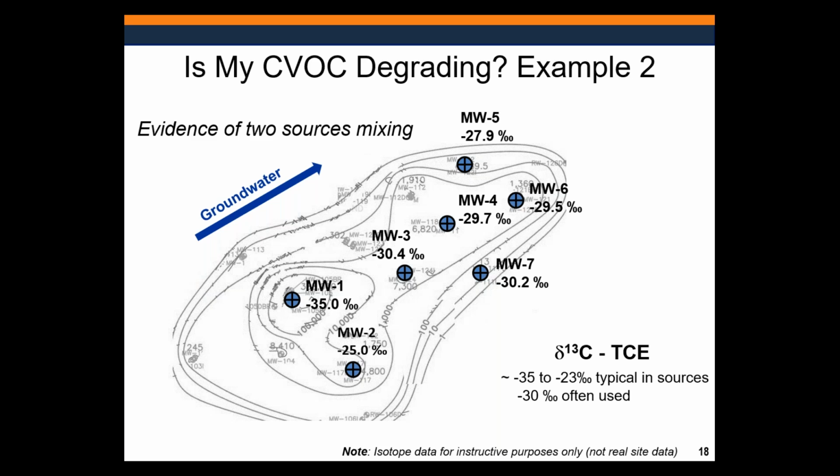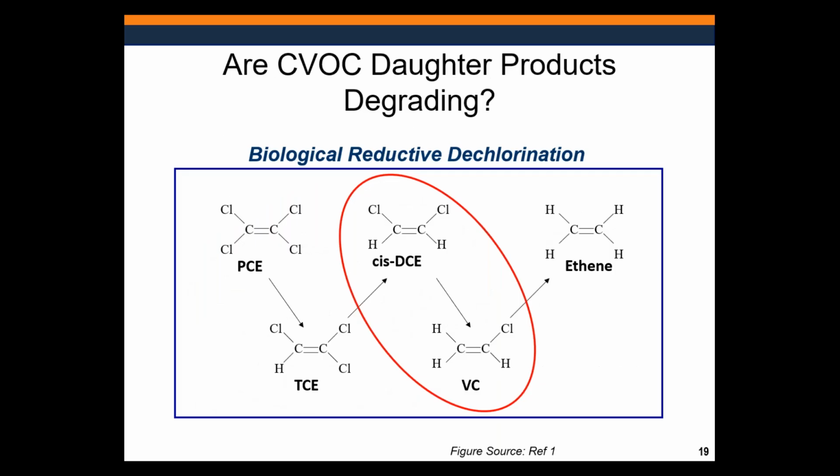And I've seen examples where people thought degradation was occurring. You had high concentrations going to low, and the isotopic ratios suggested, even though concentrations were declining, that it wasn't degradation that was going on. It may have been wells placed in poor areas at some point in time that weren't capturing the whole plume.